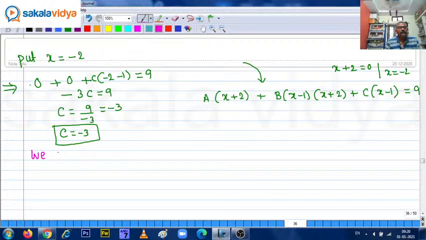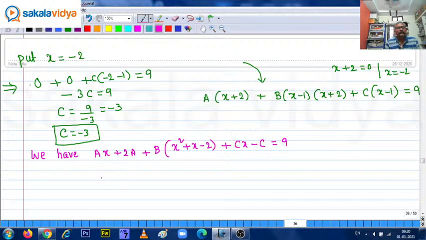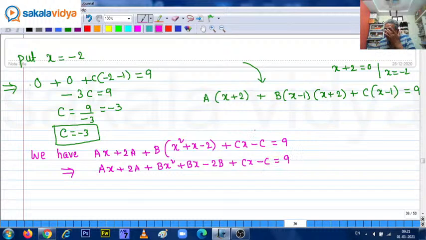So we have ax plus 2a plus b times x minus 1 into x minus 2, that is x square plus x minus 2, plus cx minus c equals 9. So now further we can simplify: ax plus 2a plus bx square plus bx minus 2b plus cx minus c equals 9.